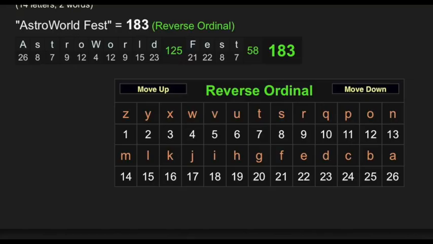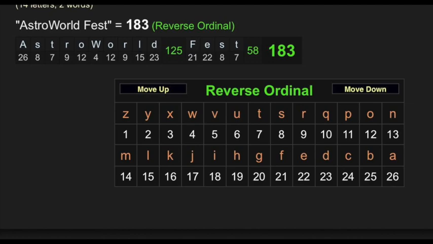Now they were calling it Astroworld Fest. Astroworld Fest is a 183 in reverse. Very simple. 1 + 8, you get your 9 and your 3. Remember, we're looking for the numbers and connecting the dots in this practice of alignment, the way this is working.